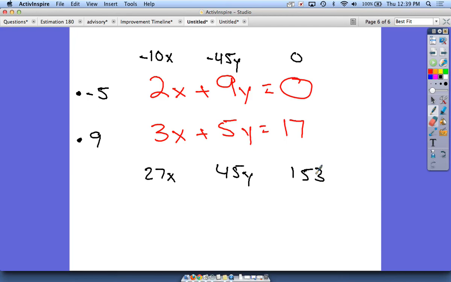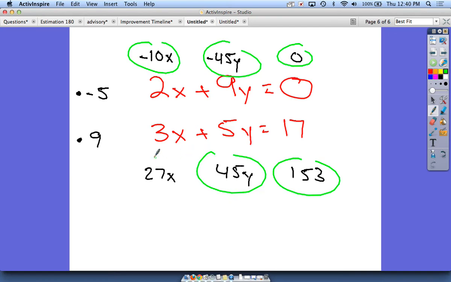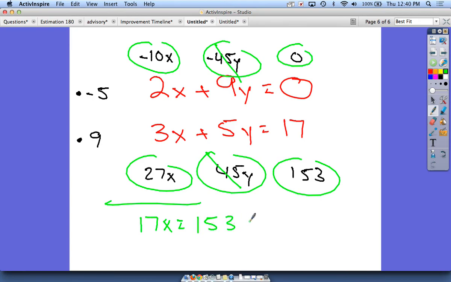So now we just have to go through and actually cancel things out and see what we have left here. So I'm looking at this, that. Cancel out, cancel out. So now we've got 17x equals 153. That's what I have over here, because if you add it to 0, it's still 153. So we have to figure out what x is. I'm just going to divide by 17. So 153 divided by 17, I get 9.